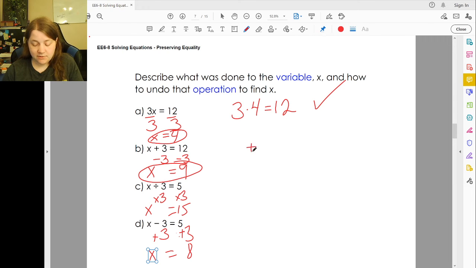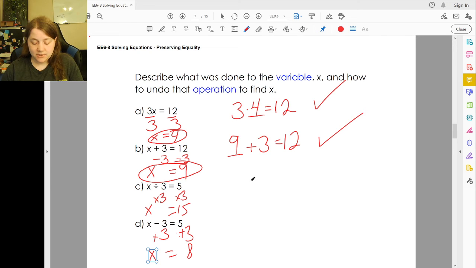Let's double check letter B. X plus 3 equals 12. Well, I don't want x plus 3. Instead of the x, I'm going to put the number 9. Does 9 plus 3 equal 12? Yes, it does. So we're good to go.